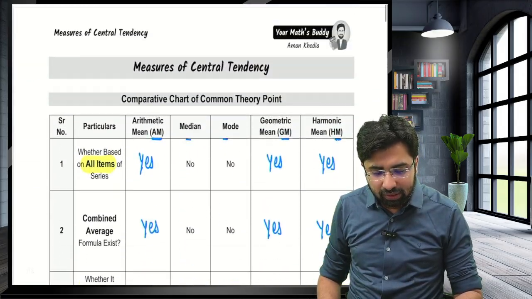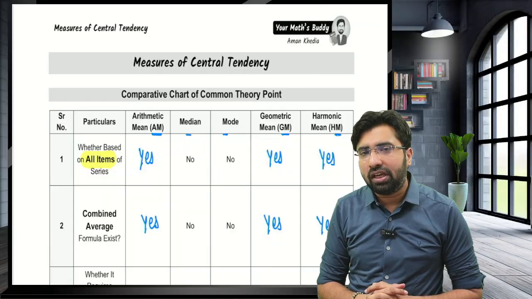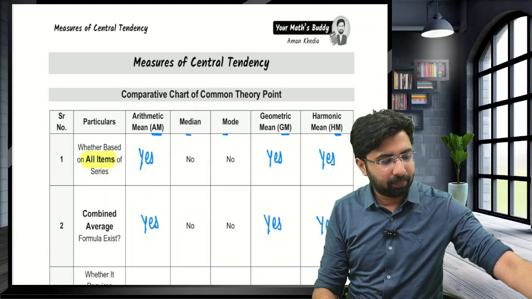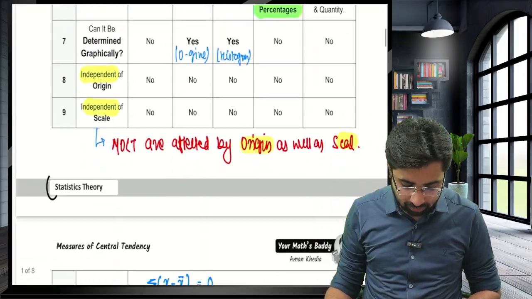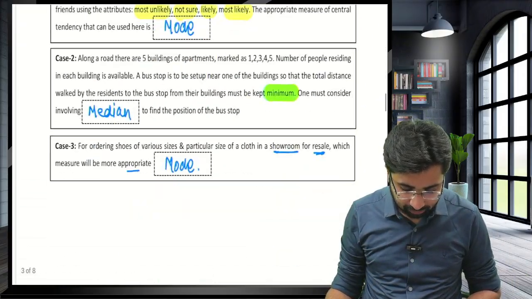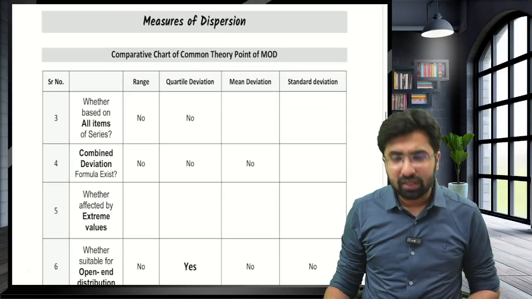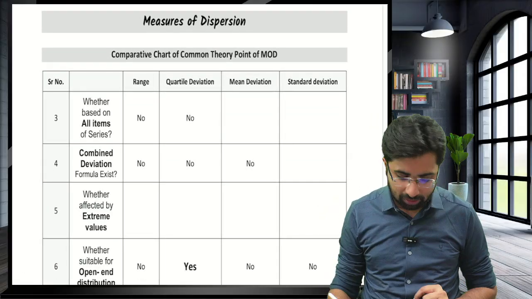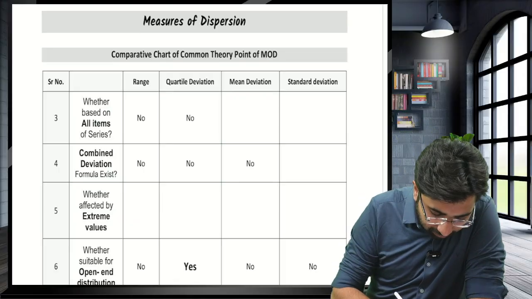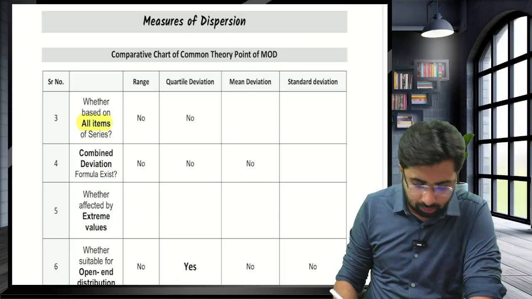Now let's start with the theory of measures of dispersion. Please pay attention. Let's study the measures of dispersion in the same way, in the same format we are going to follow. Now just think which formula is based on all the observations.